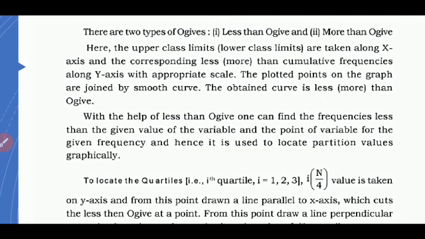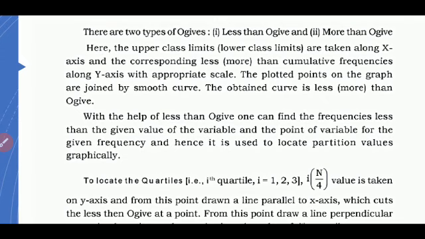Now let us see how the LCF and the more than cumulative frequency are calculated. I have written all these values here. These are the upper limits. UL is upper limit, LL is lower limit, and all these lower limits are written here. So this part is clear. Now let us see how these values have come.